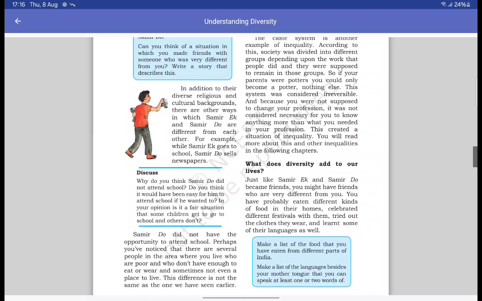According to this, society was divided into different groups depending upon the work that people did, and they were supposed to remain in those groups. Now, up to the point that society was divided into different groups depending upon the work people did, it is all fine. But the next line, they were supposed to remain in those groups, this is kind of unfair. This is an unfair division among people, a forced division.